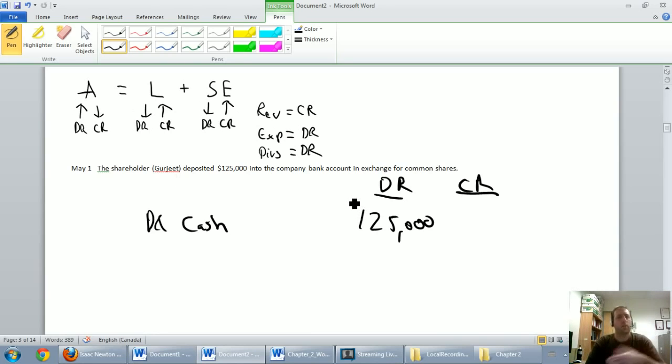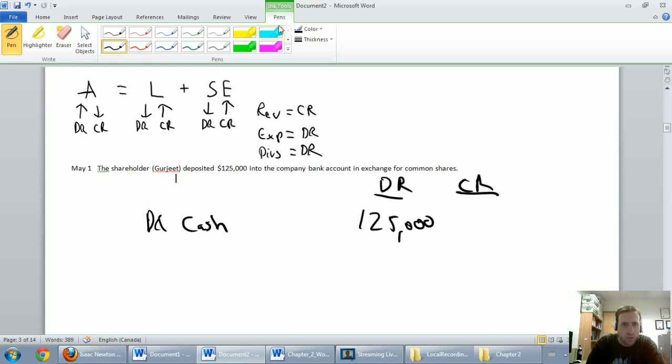The company got $125,000 in cash, but we're not done a journal entry. Remember, a journal entry has to have at least two pieces, if not more, but at least two. So we got to think, well, what's the other piece of this puzzle? What's the other part of this? The shareholder deposited $125,000 into the company bank account in exchange for common shares. Aha! She didn't give us the $125,000 out of the goodness of her heart. She wanted to buy into the company. She wanted a piece of the pie. Her equity had to have gone up here, right? Her piece of the company had to have gone up.